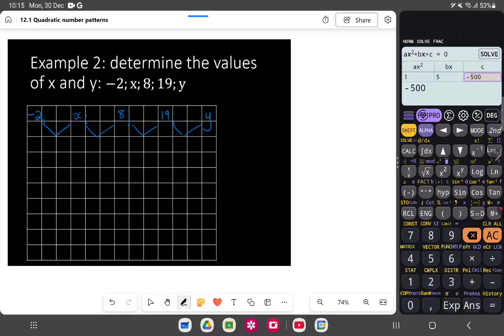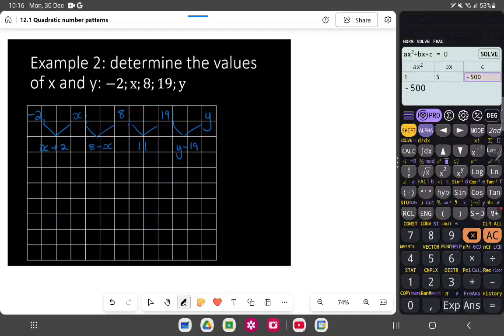Now I want you to do your first layer of differences. So we're going to say x minus 2, so that's x plus 2, then 8 minus x, 19 minus 8, which is going to be 11, and then y minus 19. Okay, that's our first difference.